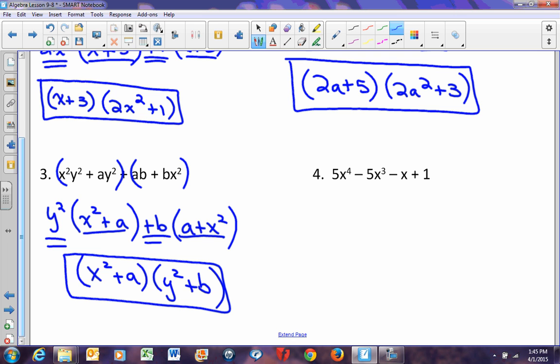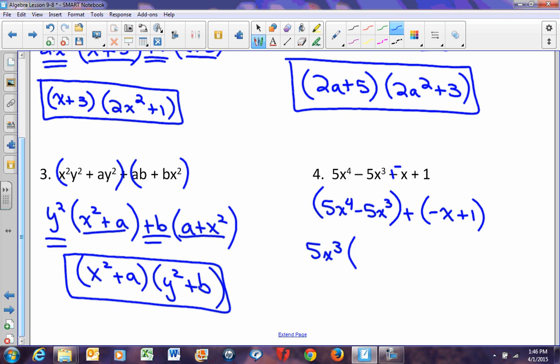Look at number 4, 5x to the fourth minus 5x to the third minus x plus 1. Nothing common to all of them. So I will change this to 5x to the fourth minus 5x to the third plus, and I'll put my negative sign in my parentheses, x plus 1. I just did that because changing this way and then trying to put the parentheses in, sometimes you lose your negative sign. On my first term, I can take out a 5x to the third.